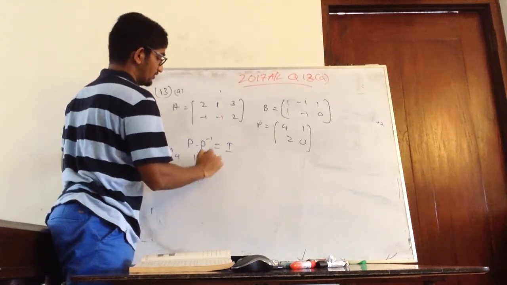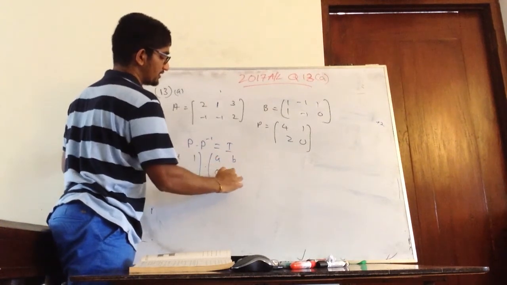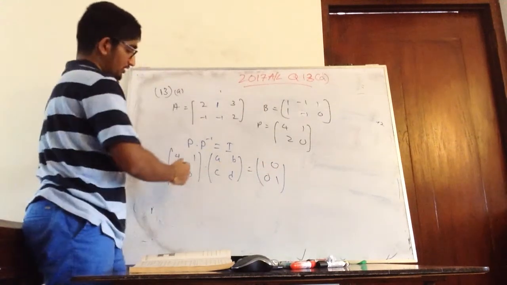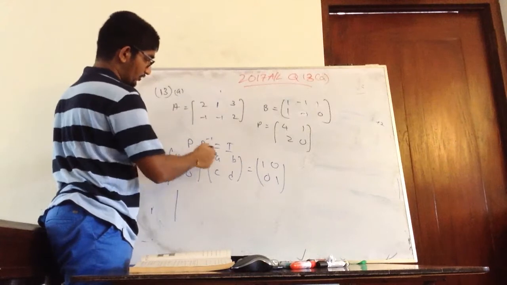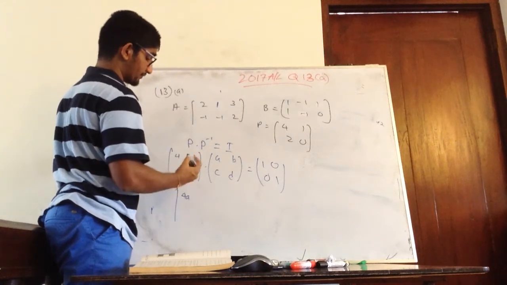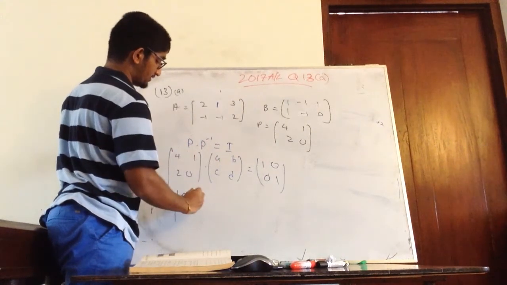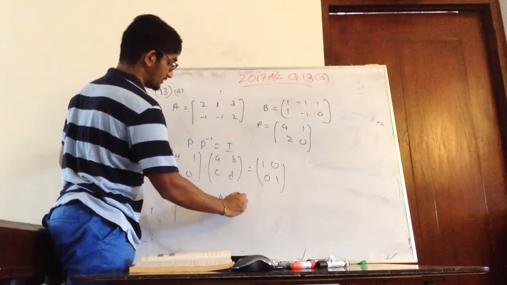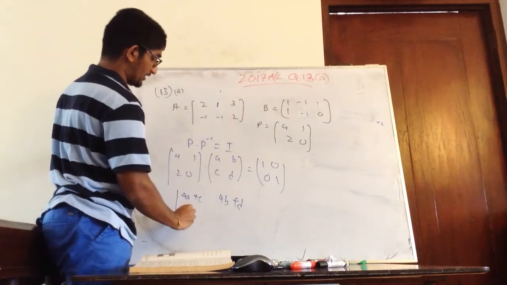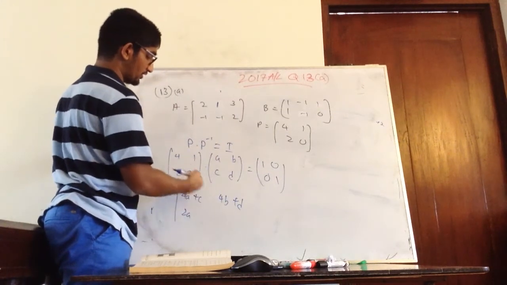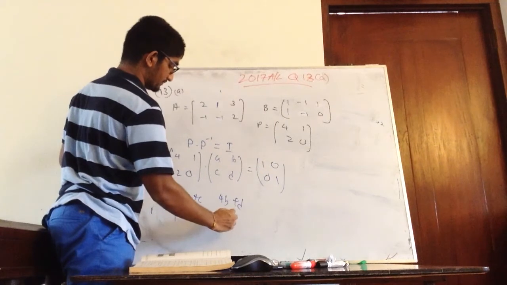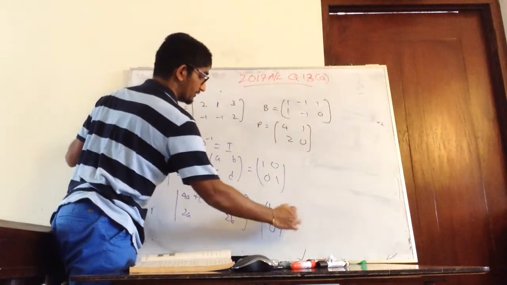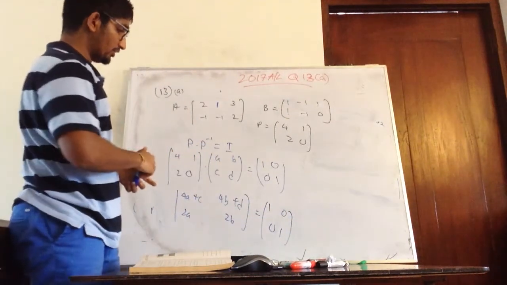4 2 0 times A B C D equals 1 0 0 1. So then you will get what? 4 times A is going to be 4A plus C. Then 4 times B plus D. 2 times A, because this 0 is going to be 0. 2 times B. 1 0 0 1. Right now?